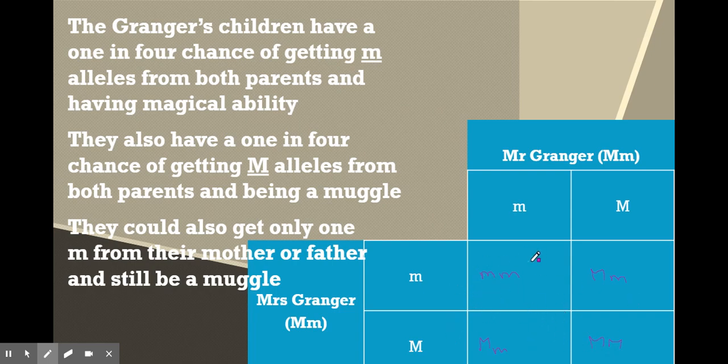So we can say there's a 25% chance, a 1 in 4 chance, of two Muggle parents producing a magic child, and a 50% chance of their children holding the magic gene, and there's a 25% chance of one of their children not holding a gene at all and just being a complete Muggle.